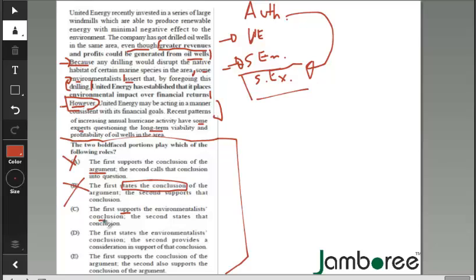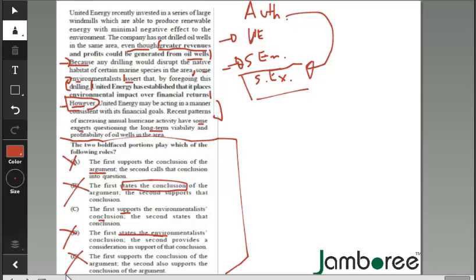Well, yeah, it seems to, right? So let's not eliminate it. The first states the environmental. It doesn't matter. Again, the first is not a conclusion at all. It does not matter whose conclusion. The first is not a conclusion. The first supports the conclusion of the argument. Same problem as this. So C is your answer.